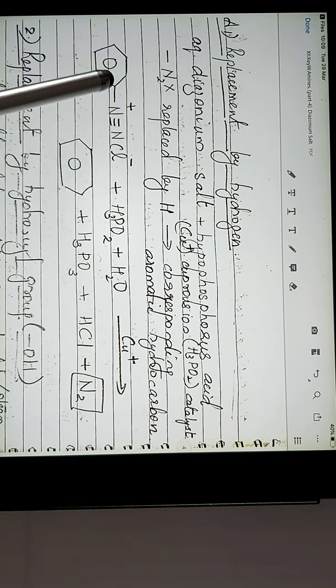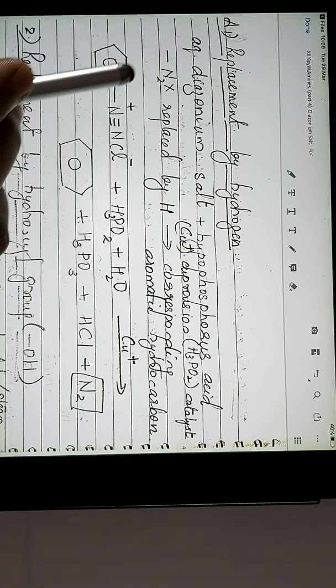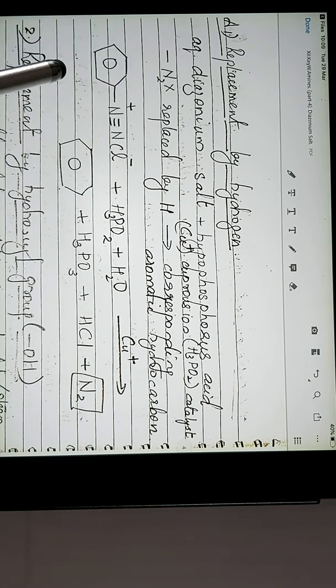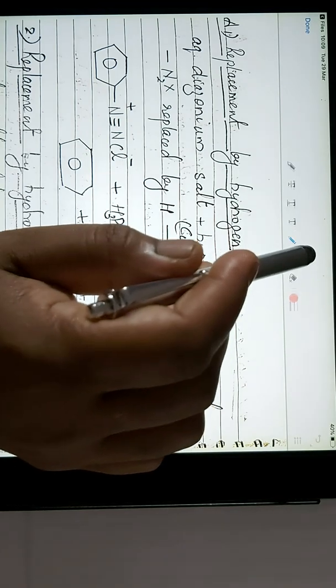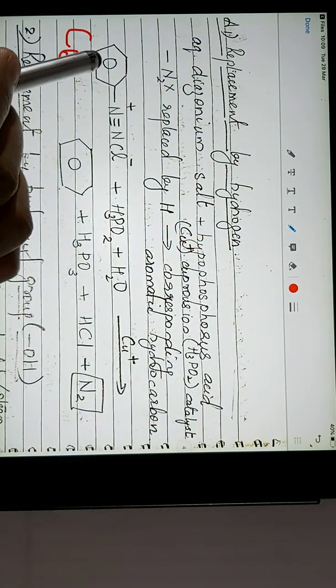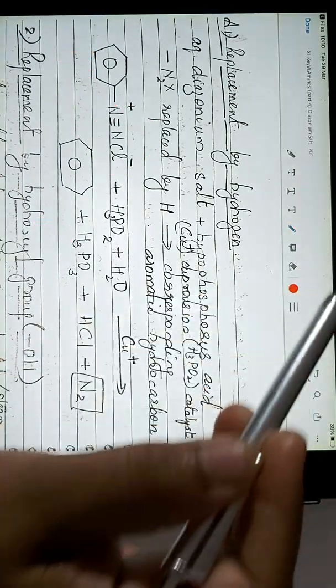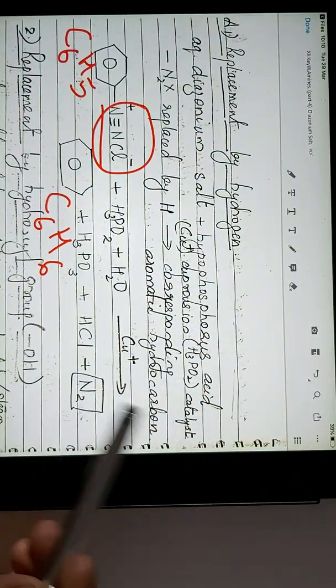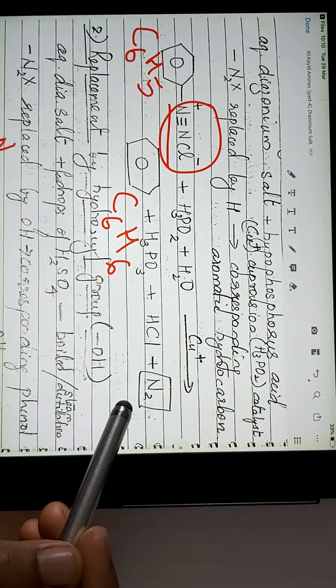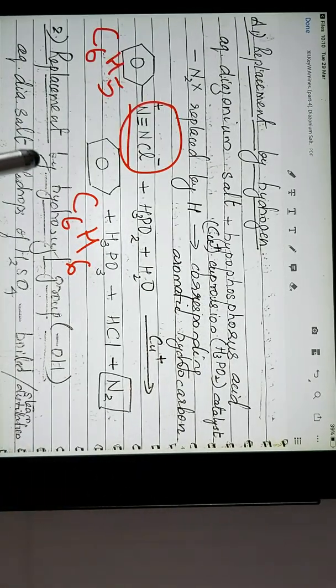You can see here H takes the place. Here, what is the molecular formula? The formula is C6H5 and then this part. This part is removed and an H is added. So what is the formula? C6H6 will become the formula. So we can say it will get converted to the corresponding aromatic hydrocarbon. So that was the replacement of the diazo group with hydrogen.